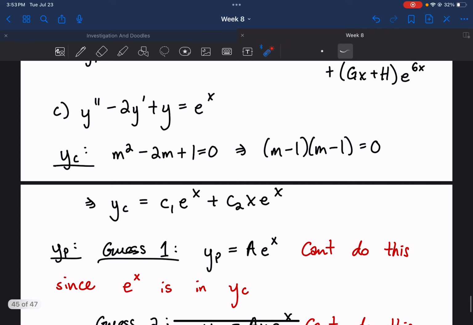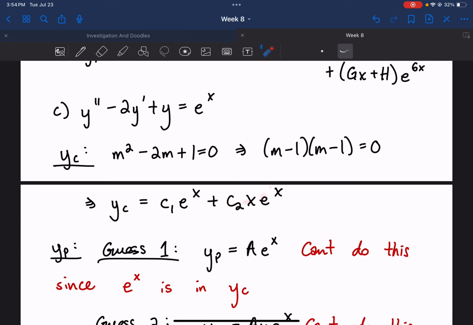Y double prime minus 2y prime plus y equals e to the x. I go to my associated homogeneous equation, or auxiliary equation. I factor it, and this says positive 1 is a double root. Right? Positive 1 is a double root. That means my homogeneous solution is c1 e to the x plus c2 x e to the x.